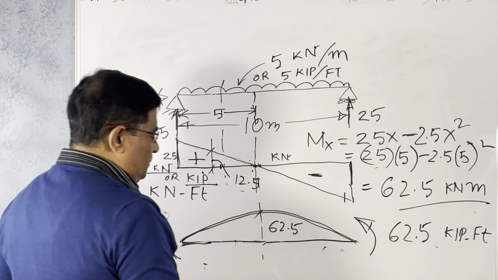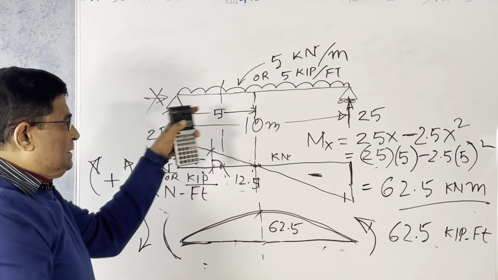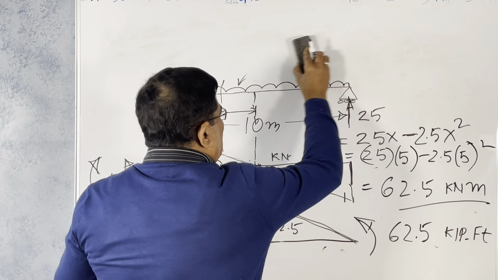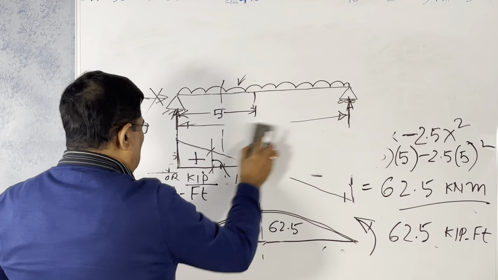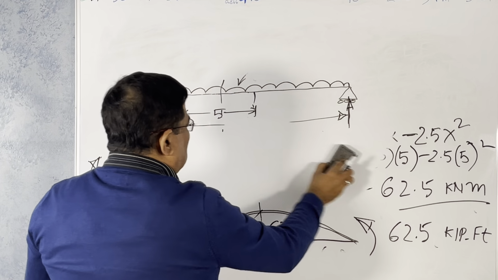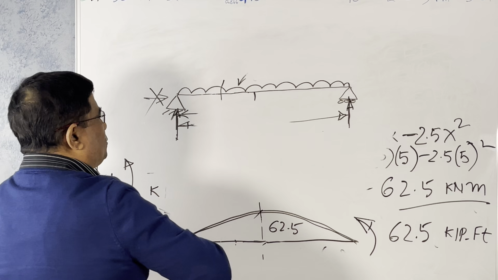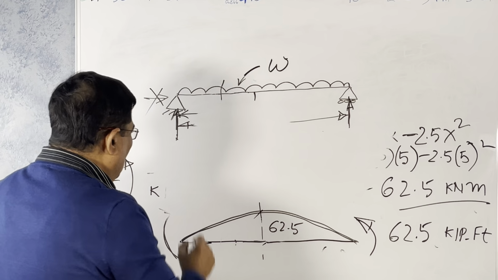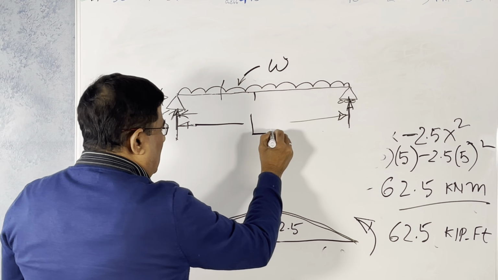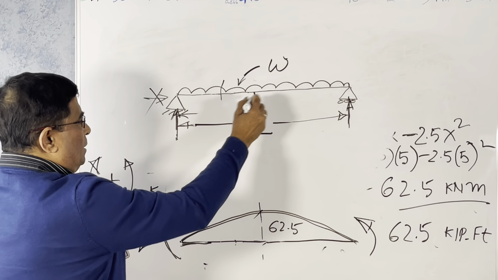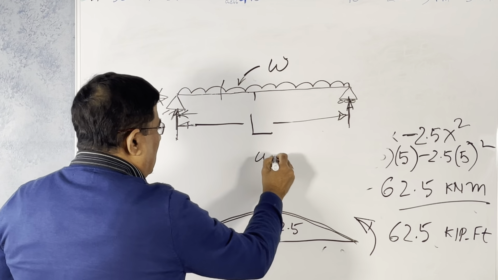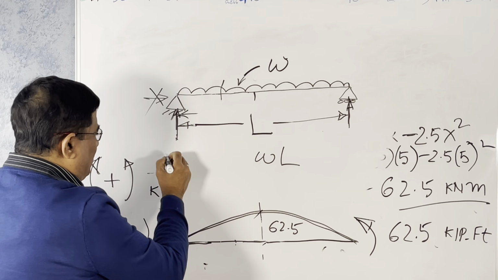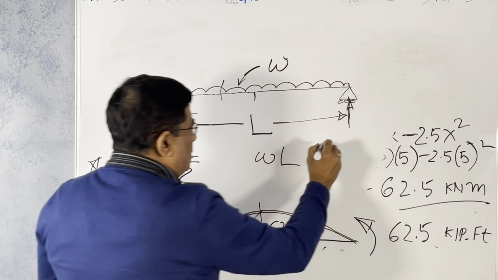But one thing I would like to tell you, this is a general thing. Suppose instead of giving it some number, we assume that it is W. W is the unit load. What is the reaction if the length is L? Half of the total load is WL, right? Total load on this beam is WL. So half will come there, WL upon 2, WL upon 2.